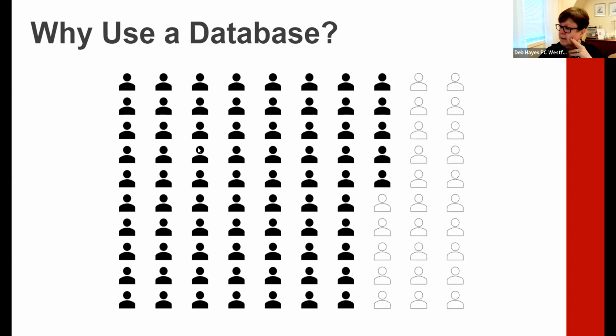So let's see what else. So here you have your 100 people, right? Out of 100, 65 are looking to be homeowners and 35 are not. That makes sense?